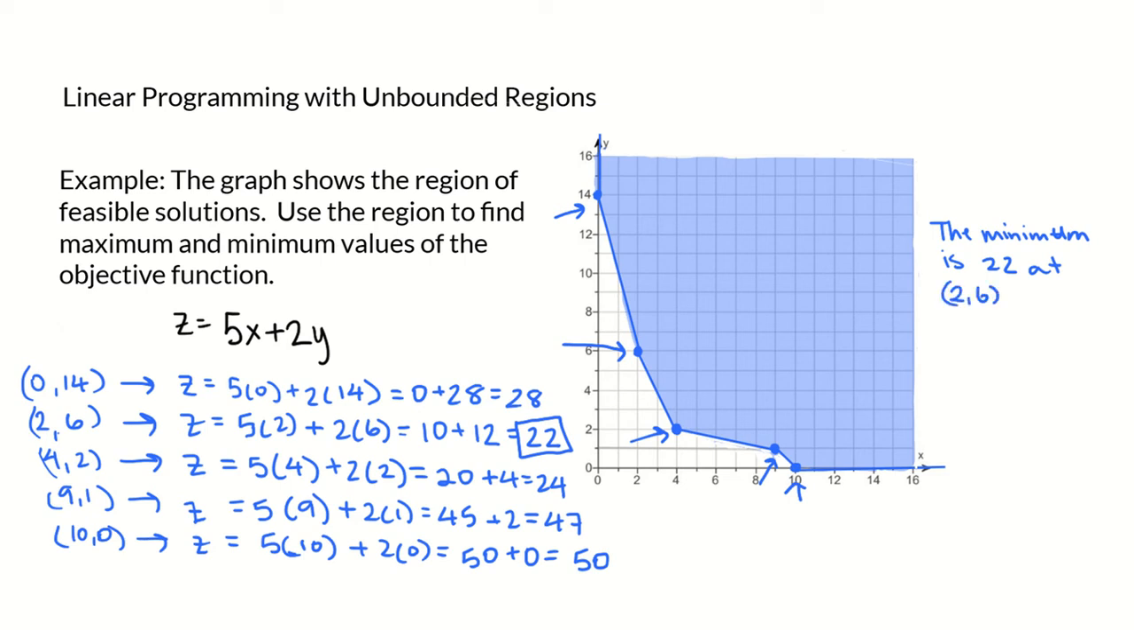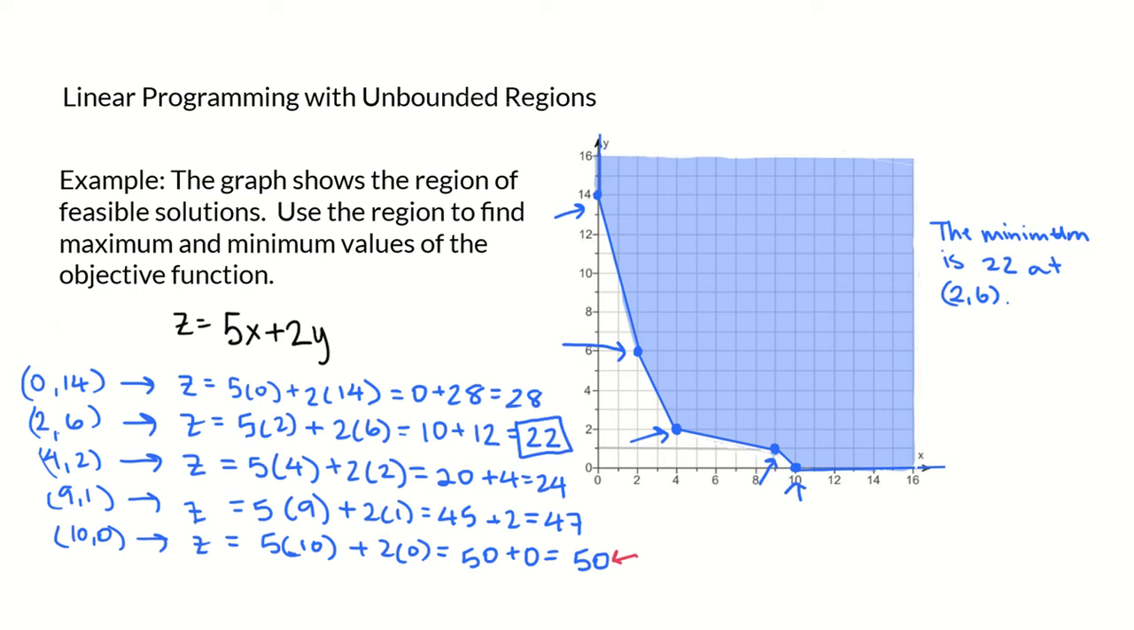But what about the maximum value? Right now it looks like our maximum value is 50 based on the corner points, but the corner point theorem only applies for the minimum and maximum when we have a bounded region. And since this region is not bounded, that means that we can't use this corner point theorem for this particular region.